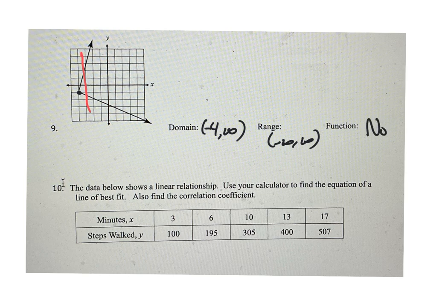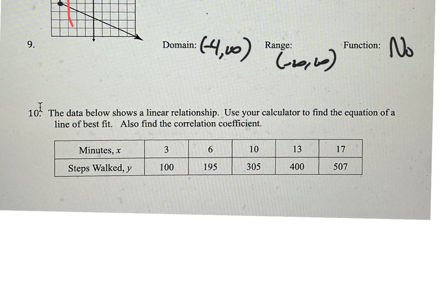All right, number 10, it's been a while, and there's one key word in the directions. It says, the data below shows a linear relationship. Use your calculator to find the equation of the line of best fit and the correlation coefficient. Okay, on your calculator, we've talked about this before. To find your correlation coefficient, which is R, you need to have your diagnostic on. So the first thing I'm doing is I'm going to catalog. Second catalog. Hitting alpha D twice to go to the D's. I'm turning my diagnostic on. I'm looking for diagnostic on. Found it. It's on.